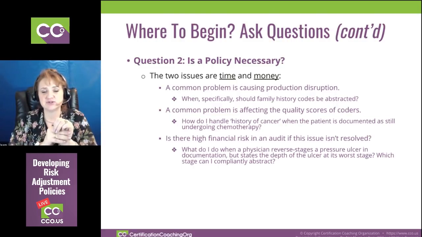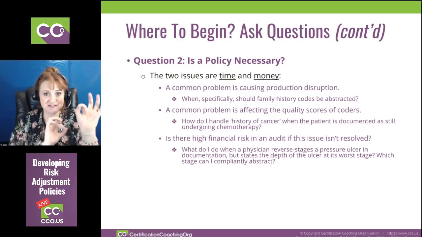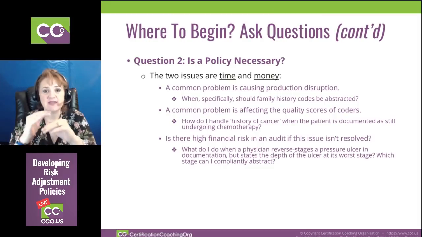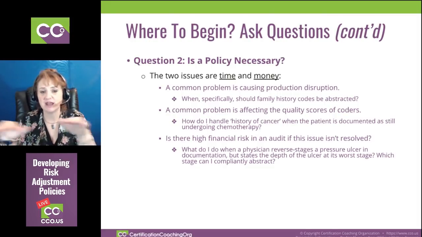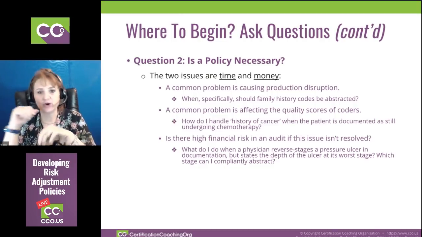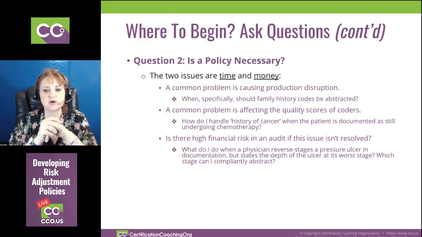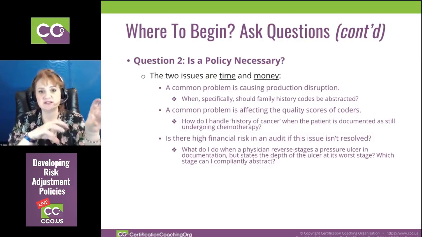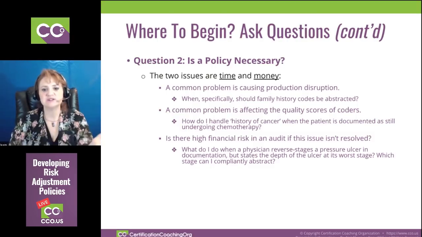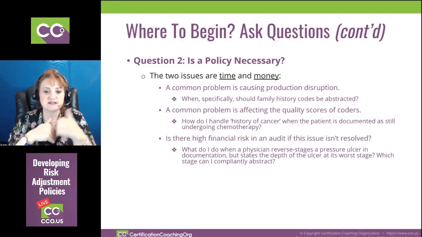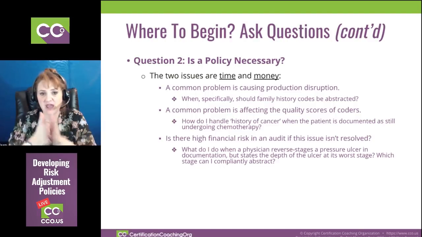So again, quality scores are tracked. If you have a specific policy and guideline, that's going to give you a baseline for quality. Everybody's on the same page and doing the same thing. You don't have these people coding this and these people coding that. No, we're all on the same page. And so our quality score will go up. The example they're given here is a history of cancer code. Okay, if a patient's documented as still undergoing chemotherapy, but the documentation is showing that it's a history of cancer, what's the policy? What do we do with that? Some people are going to code it one way and some people are going to code it another. But if you have a policy in place, everybody does it the same way, and that quality score goes up because you're all literally on the same page.